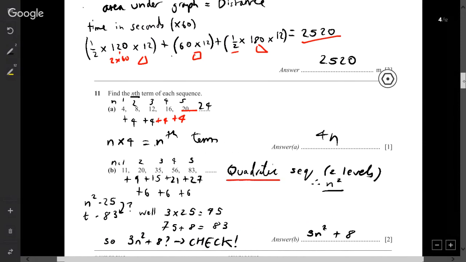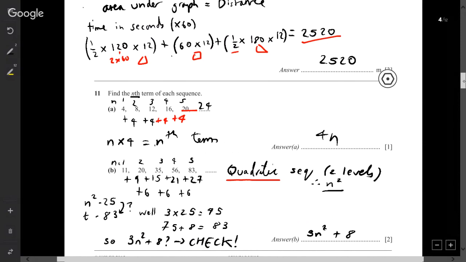So again, I've just written my terms at the top, 1, 2, 3, 4, 5. 11 to 9 plus 9. 20 to 35 plus 15. Okay, they're not the same, so that's why we know it's a quadratic sequence. 35 to 56 plus 21, and so on.